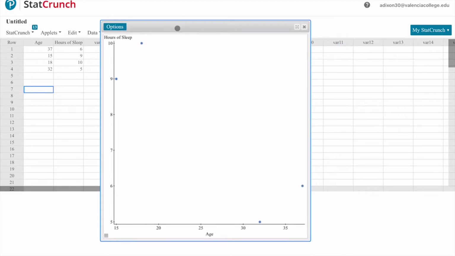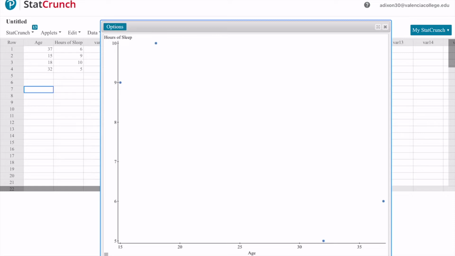And boom, there we have it. Obviously, because we're going to do this by hand, there's not really a lot to glean from this. If we had more data points, we could start to see more of a pattern here. But it appears that as age increases, the number of hours of sleep are going down. So it appears that there is, in fact, pretty strong negative linear association here. So let's quantify that effect.